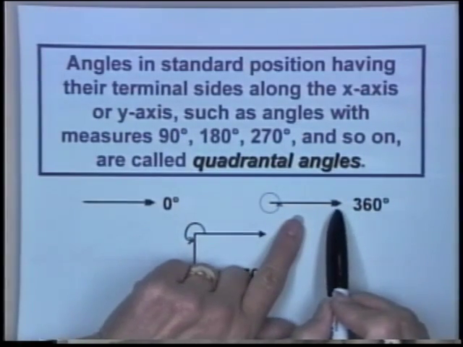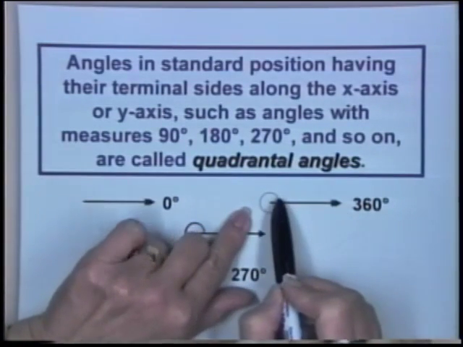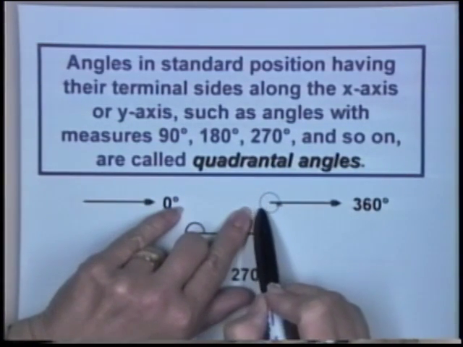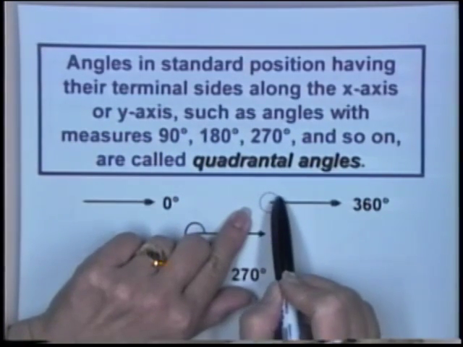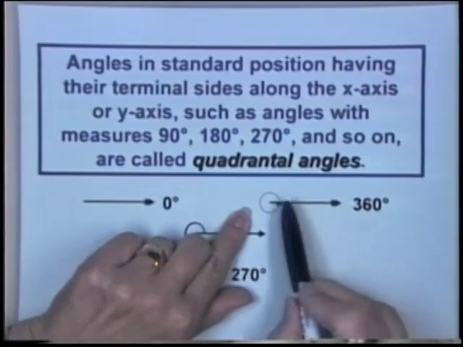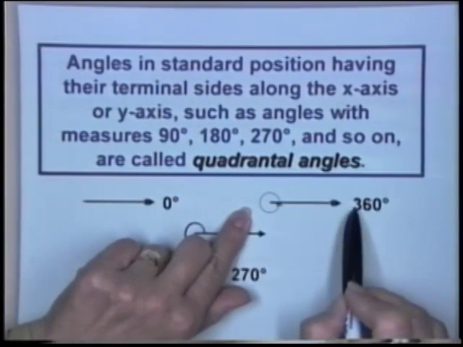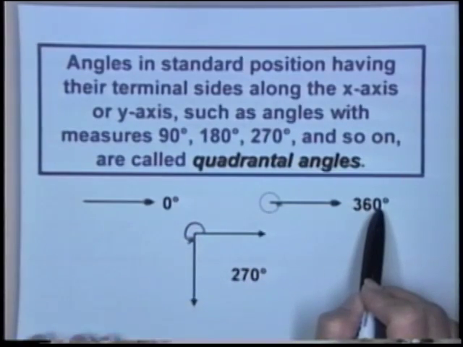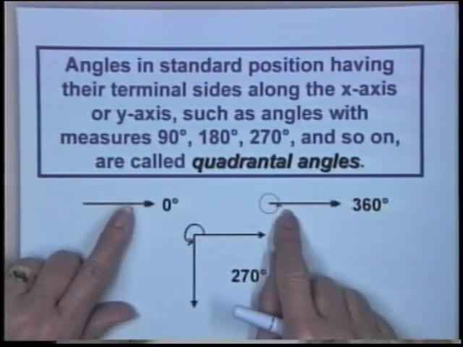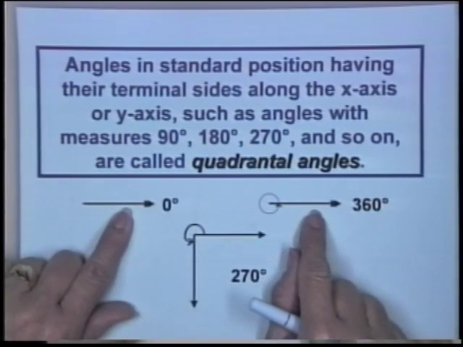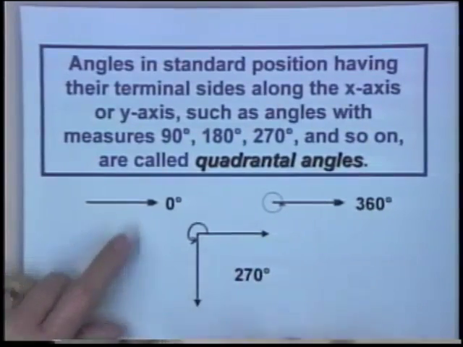Look at my 360 degree angle. I have my initial side. I rotated it in a positive direction, a counterclockwise direction, all the way around. My terminal side is right on top of my initial side, so the measure of this angle is 360 degrees. Notice the only difference in a 0-degree angle and a 360-degree angle is the amount of rotation.